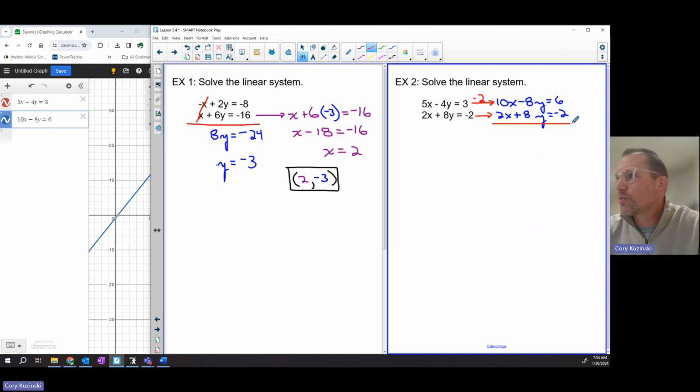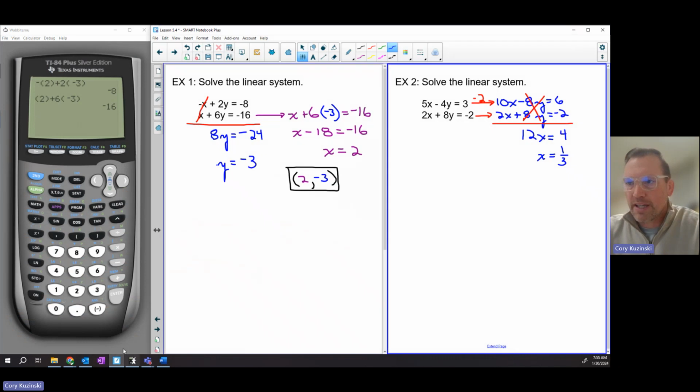Then I'm going to add these two equations together. Let's see, so right here, these eliminate. Negative 8y plus 8y is 0. Then we get the 10x plus 2x is 12x. And 6 plus negative 2 is 4. Ooh. And then I get x equals 4 divided by 12, which is 1/3.